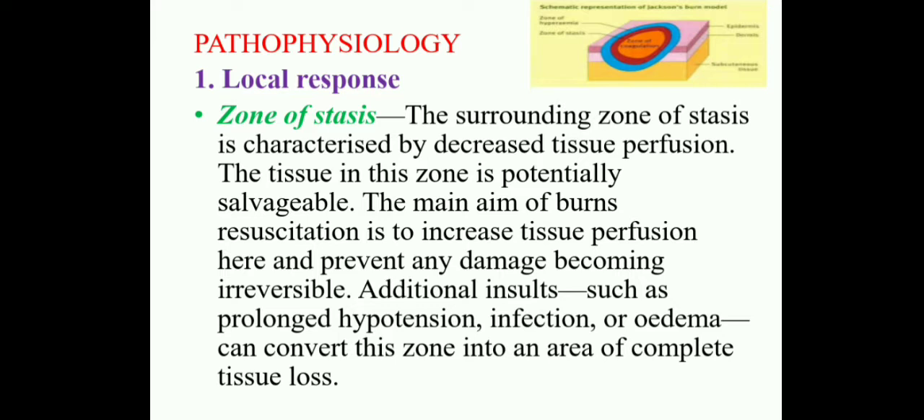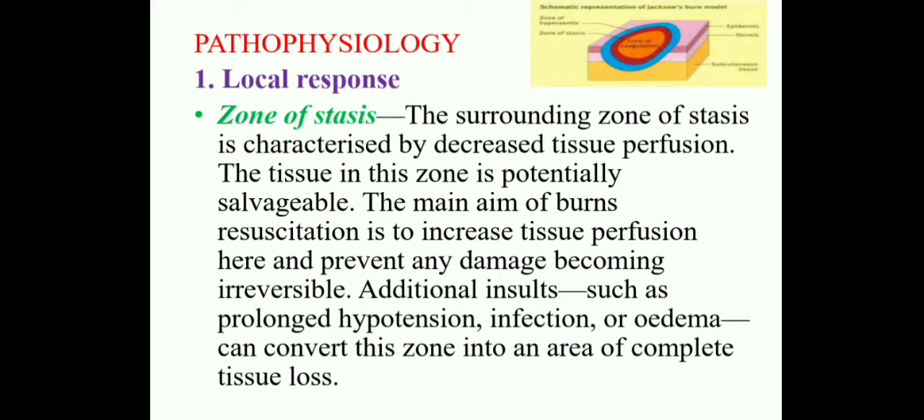The tissue in this zone is potentially salvageable. The main aim of burn resuscitation is to increase the tissue perfusion here and prevent any damage becoming irreversible. Additional insults such as prolonged hypotension, infections or edema can convert this zone into an area of complete tissue loss. Okay, this is the first one, the zone of stasis. Here the tissue is damaged in this particular local response.